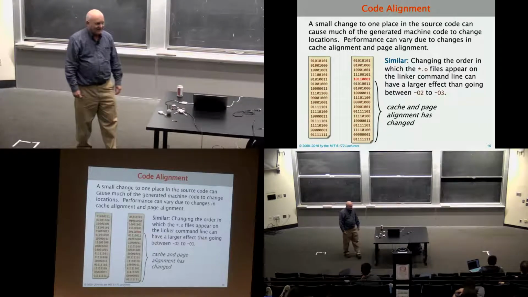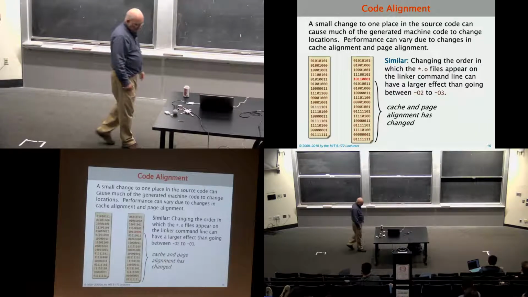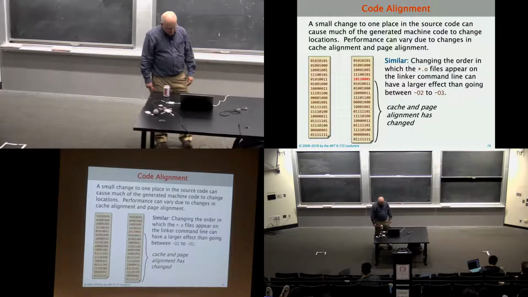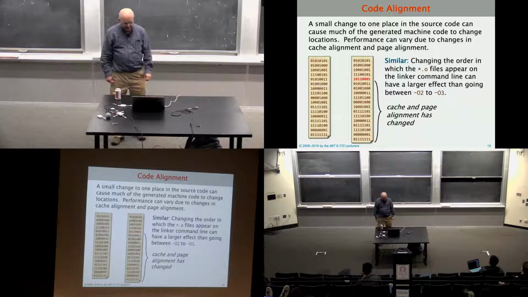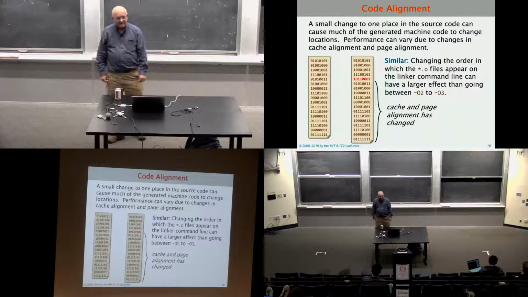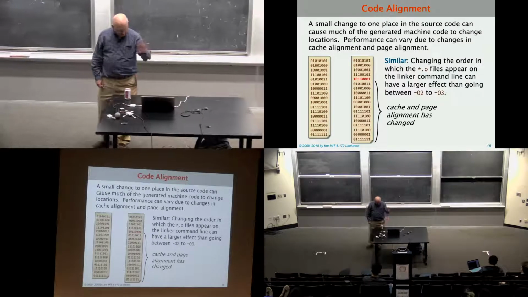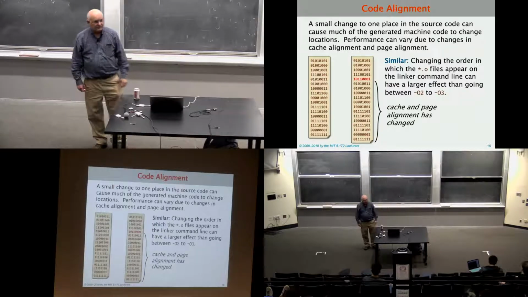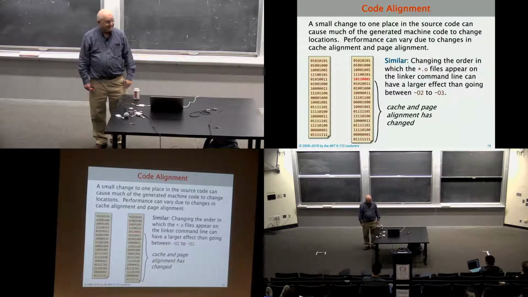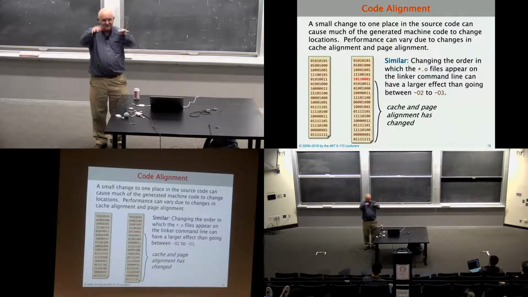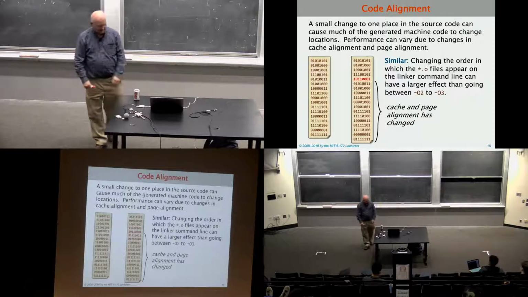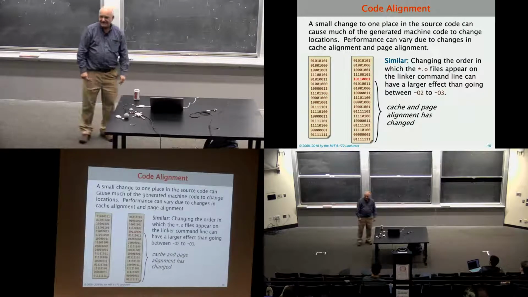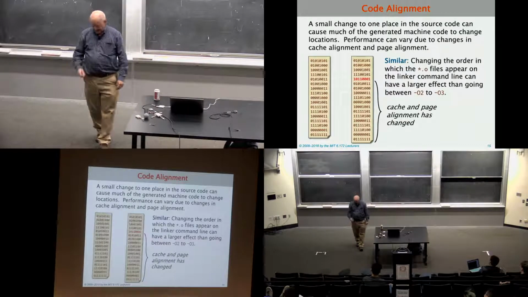Here's another one that's even more insidious, okay? If you change the order in which the .o files appear on the linker command line, that can actually have a bigger effect than going between -O2 and -O3. When you compile this order versus this order, it can make quite a big difference. Yikes.